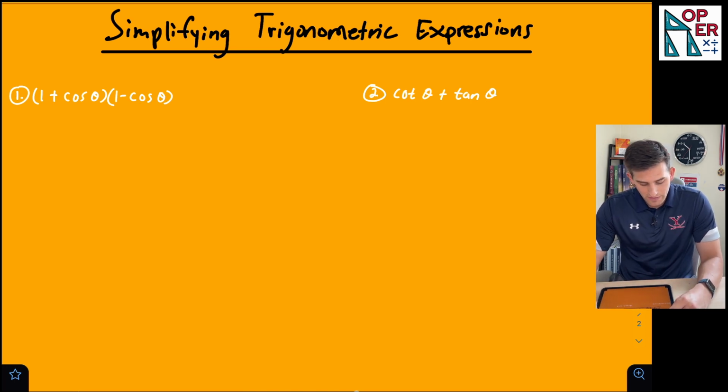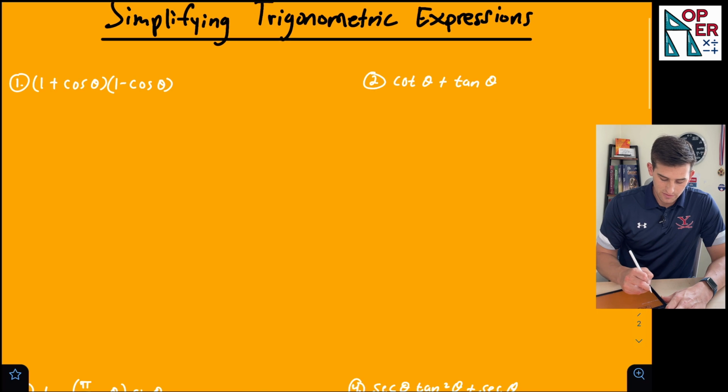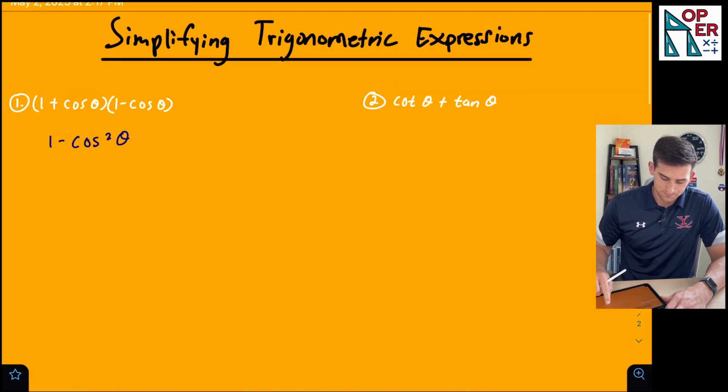All right, so number one, we have 1 plus cosine of theta times 1 minus cosine of theta. What I notice is from Algebra 1, this looks like the sum and difference pattern, right? We have 1 and we have cosine of theta, one is plus, one is minus. So we can multiply these together, we can FOIL essentially, but it's just going to FOIL out to a squared minus b squared. So this would be 1 minus cosine squared theta.